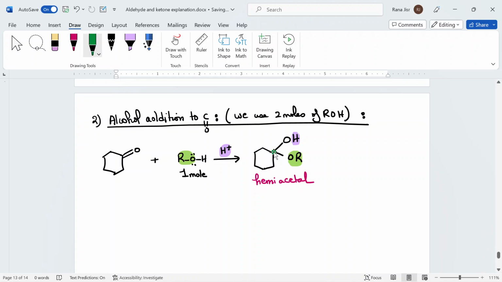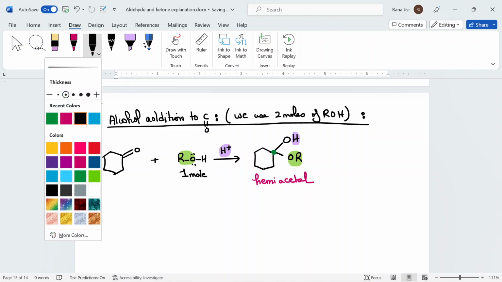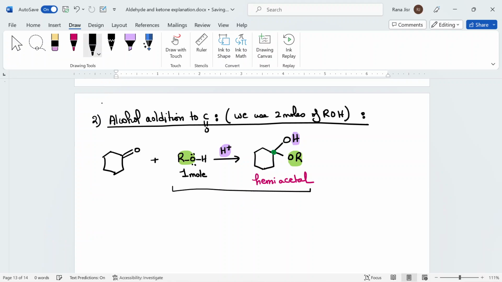A hemiacetal is a compound that has an OH and an OR on the same carbon. So that is going to be the first step in the reaction, step 1, where you form the hemiacetal. You can stop at the hemiacetal if you are using just 1 mole of the alcohol.